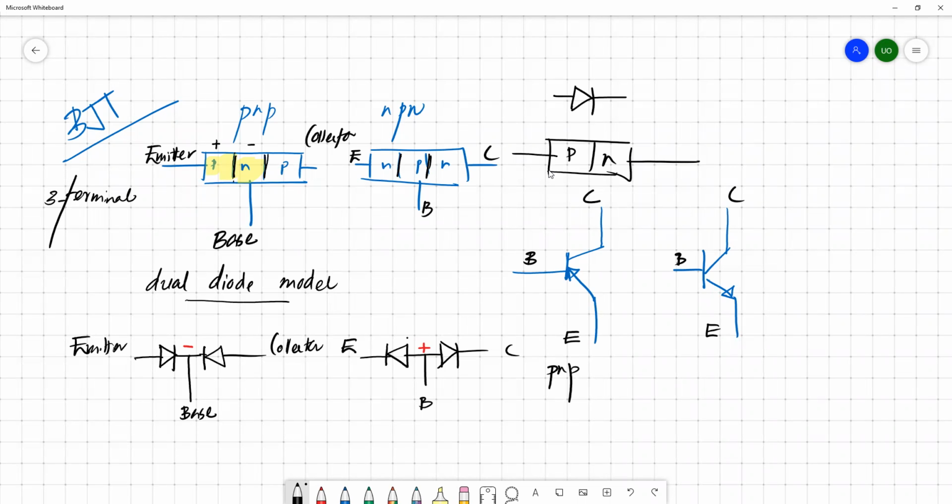And this is the NPN type. In this NPN type, you have this arrow which basically comes out from this block, and in the PNP type, the arrow is towards the inside. So it basically represents the direction of the current. This is the direction of this current: IE, this is IB, and this is IC. Similarly, this is IB, IC, and IE.